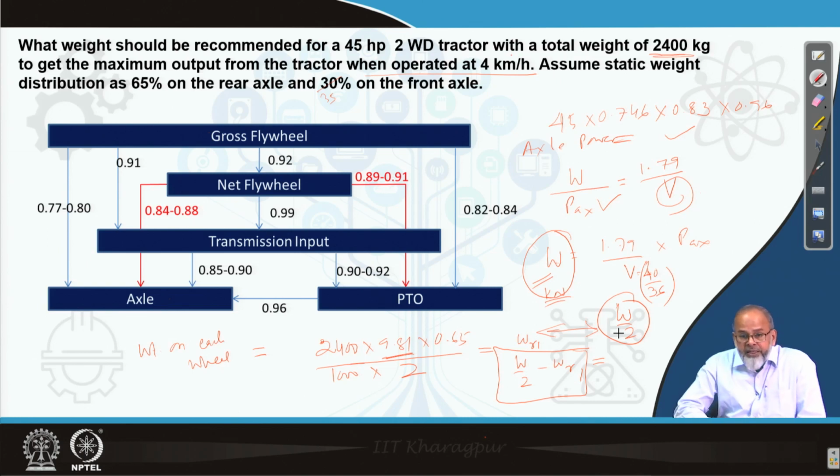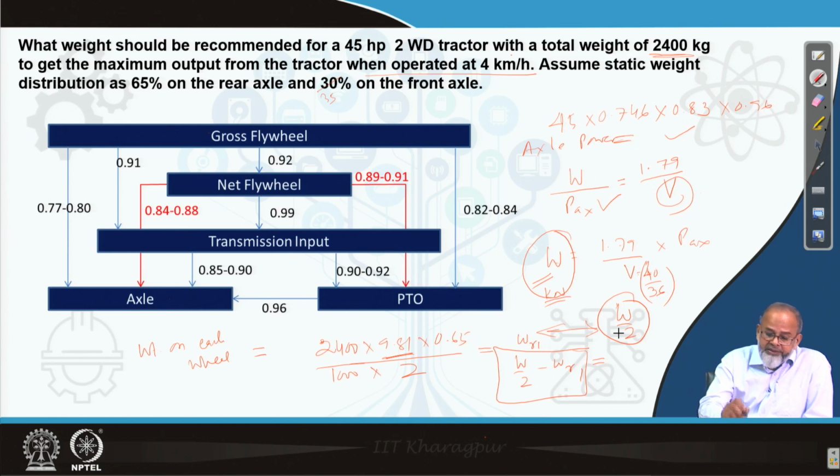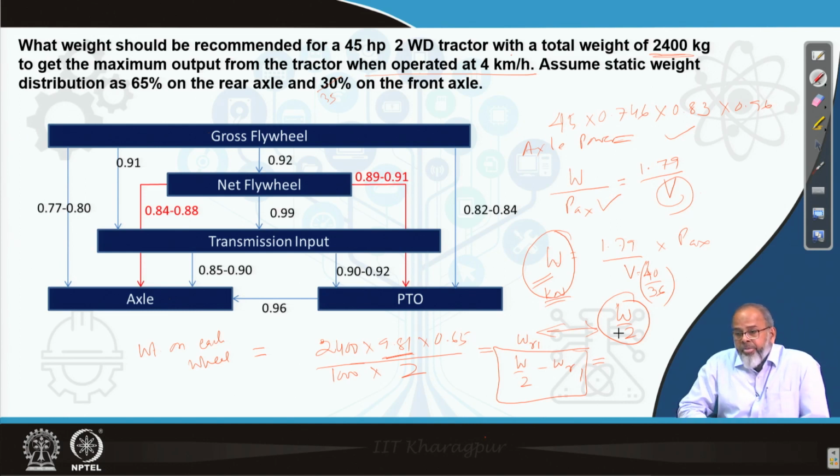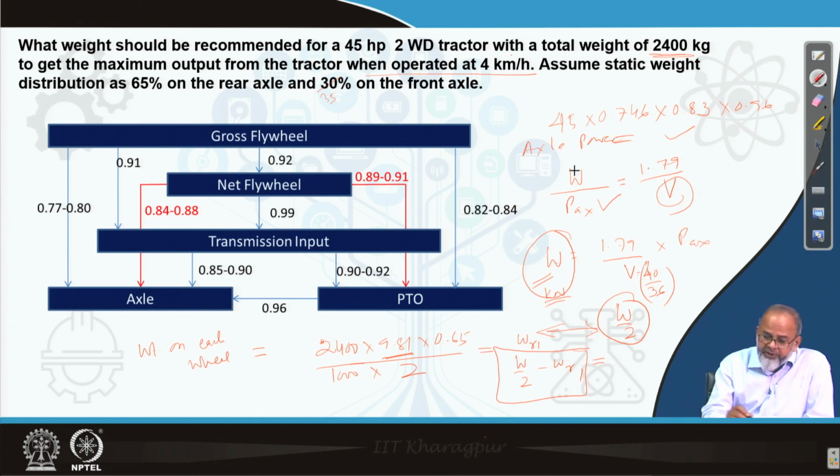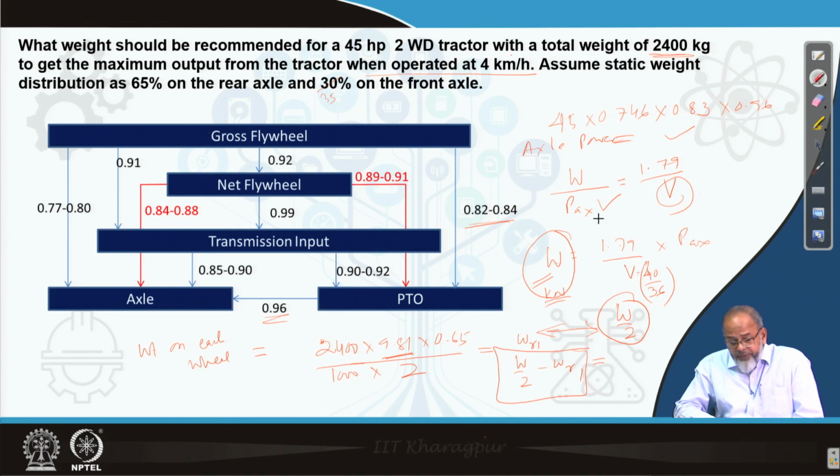The main thing is, first we have to convert the engine power to axle power, because Dwyer's recommendation is based on axle power. If drawbar power is given, then from drawbar power you can also convert it to axle power, taking the tractive efficiency into account. But since in this problem engine power is given, we directly multiply with these transmission efficiencies to find the axle power.